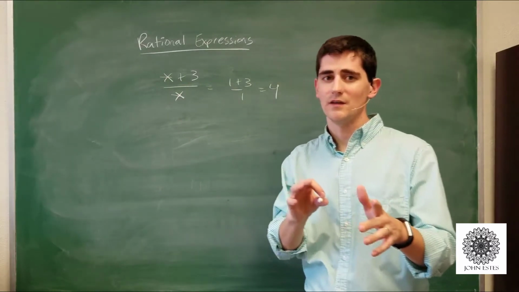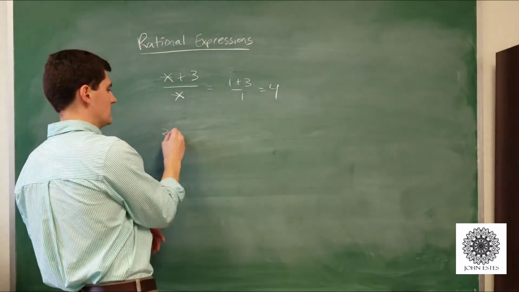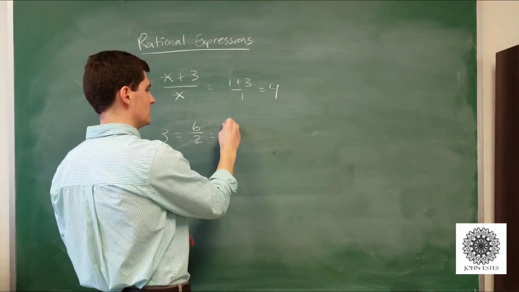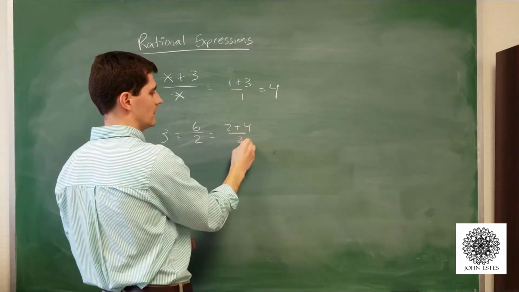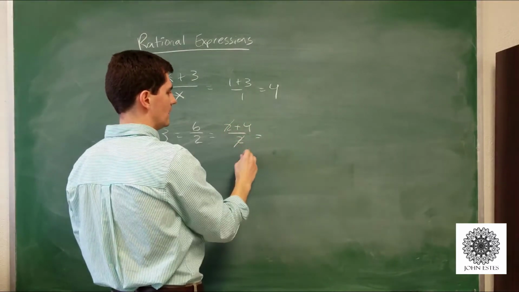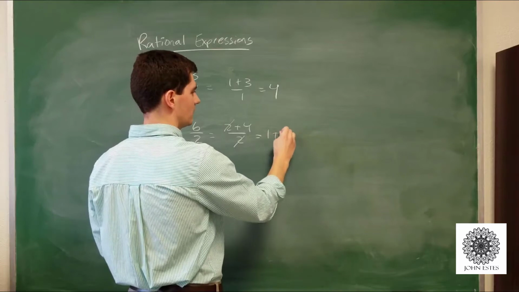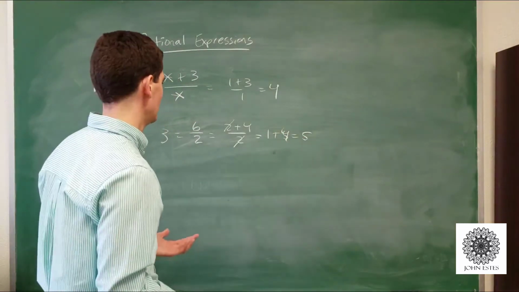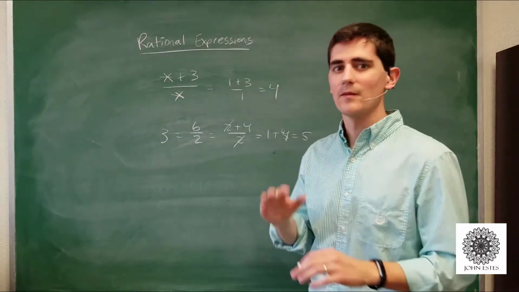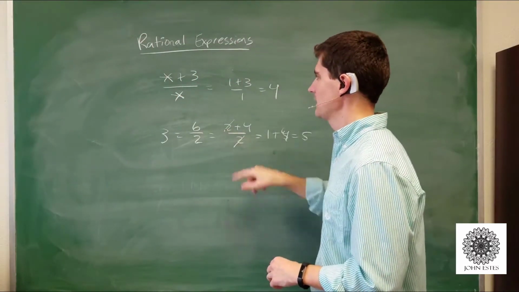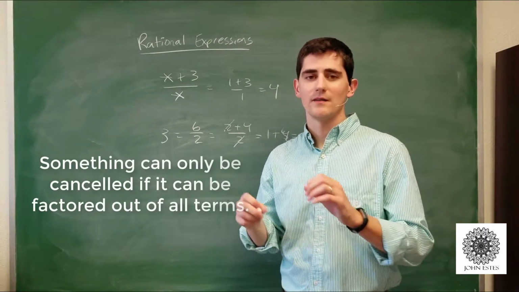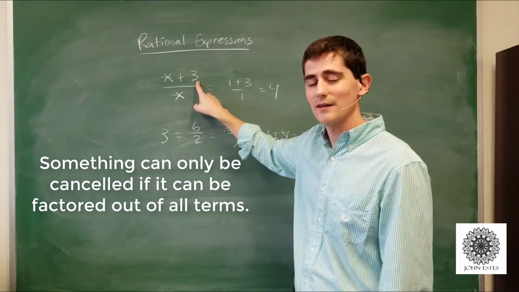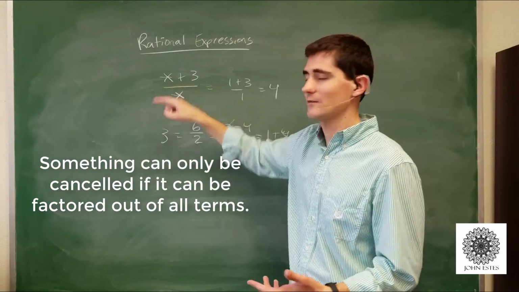Just like, here's an example. If I said 3 is the same thing as 6 over 2, okay? And 6 is the same thing as 2 plus 4, and I cancel out 2's there. Then I end up with 1 plus 4, which equals 5, and I get 3 equals 5. We know that doesn't make any sense, so where was the mistake? The mistake was right here. I can only cancel something out if I can take that factor out of all my terms. So since I can't take an x out of the 3, I cannot cancel out x's.